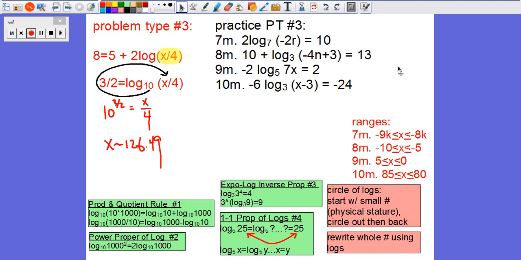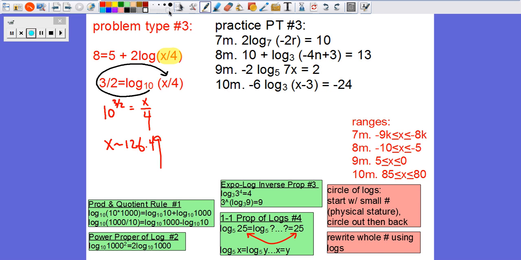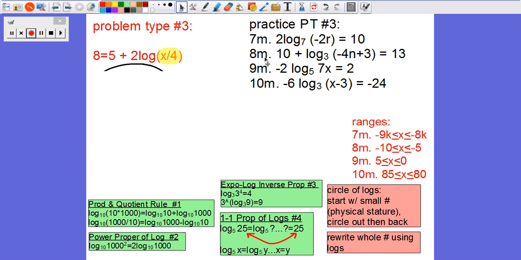Problem type 3 looks like this right here. Let me take it step by step. The very first step you do is try to get this log by itself. So what I'm going to do is subtract 5 and then divide by 2.